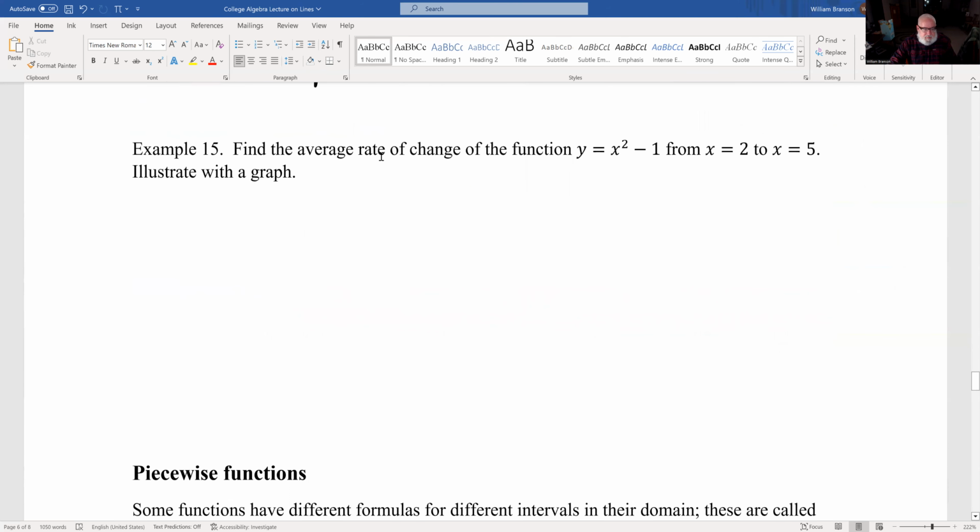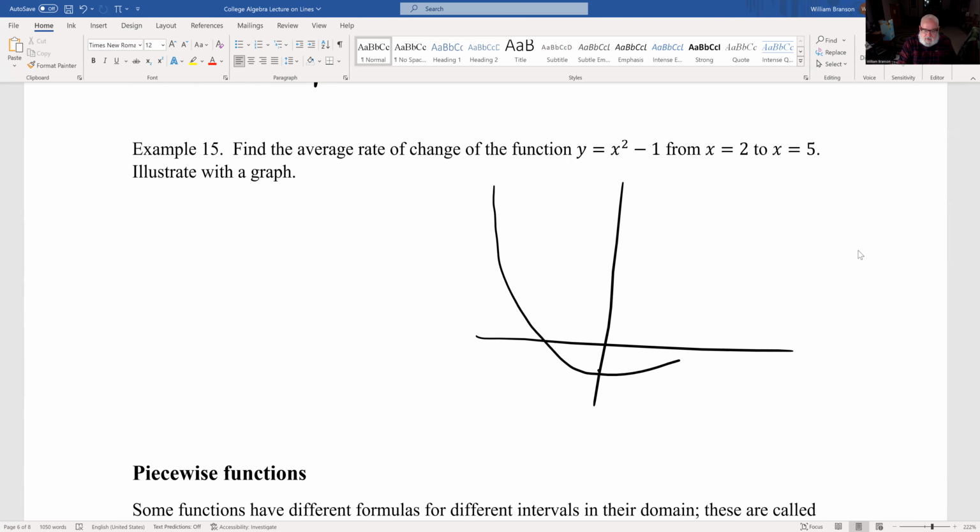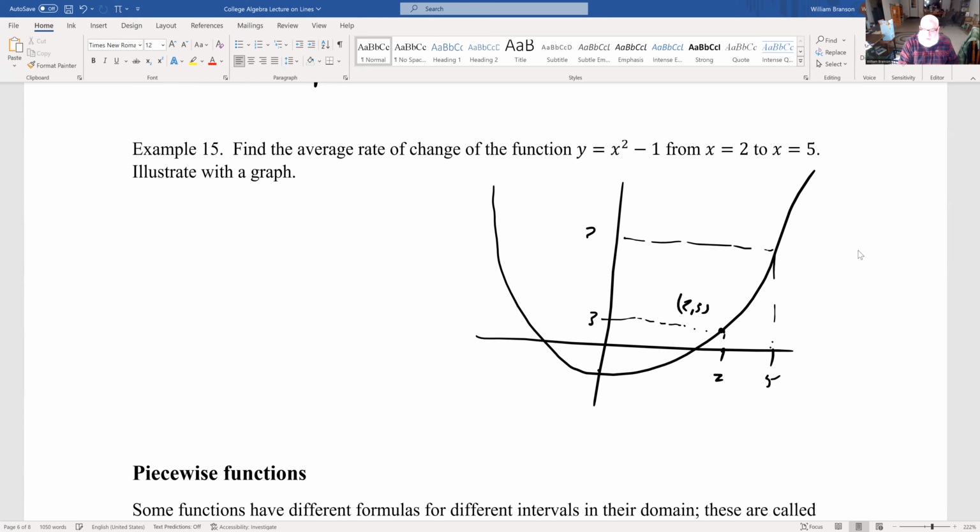So often you'll see problems that just sort of find the average rate of change in this function from here to here. And that means we've got a graph, x squared minus 1. If you graph it, well, it's a parabola, so it looks more or less like that. X equals 2, x equals 5. This is really not to scale. So when x equals 2, y equals 3. So this is the point 2 comma 3. X equals 5. 25 minus 1, y is 24. So this is the point 5 comma 24.